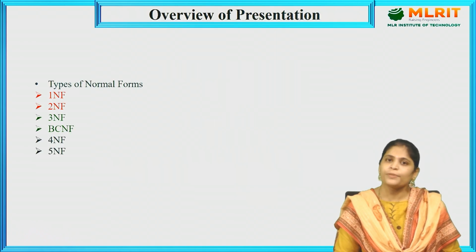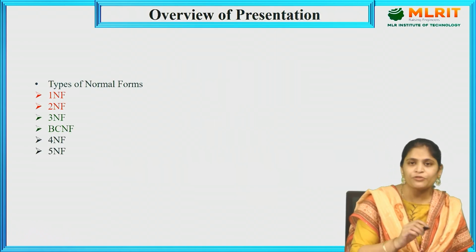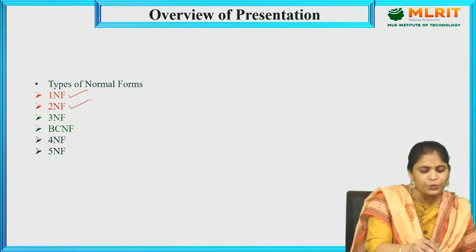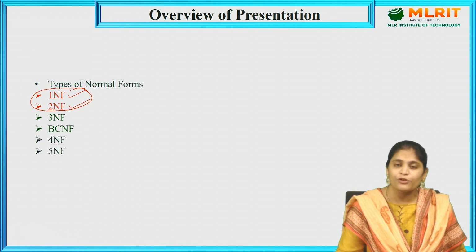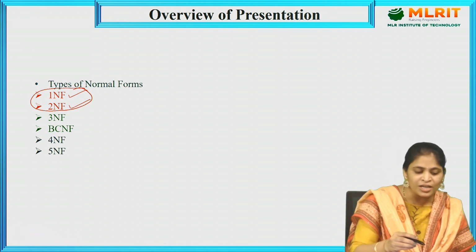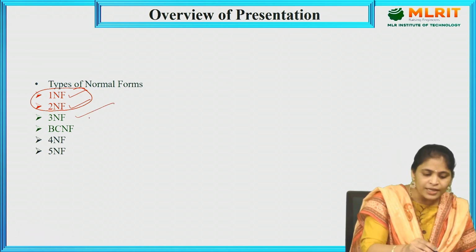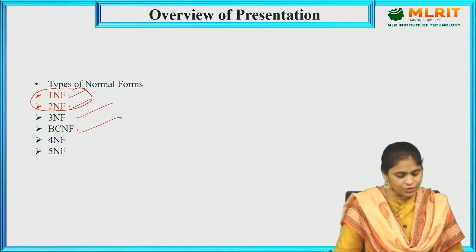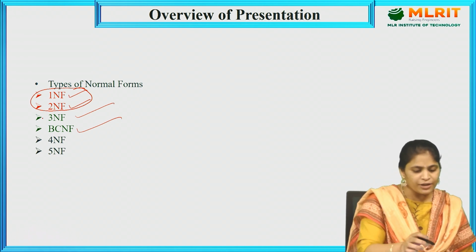The overview of my presentation includes the types of normal forms, and we have already discussed 1NF and 2NF. We have completed the explanation of first normal form and second normal form. In today's session, I am going to discuss 3NF and BCNF, Boyce-Codd normal form. So let us discuss what is 3NF and what is BCNF.